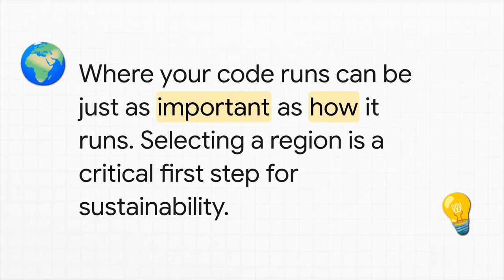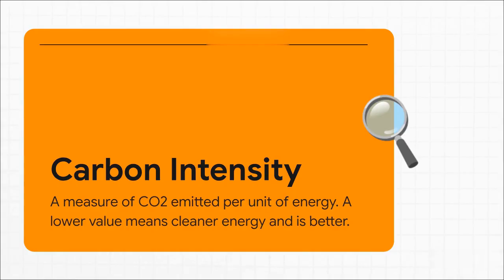Okay, pillar number one, this is a big one, and honestly, it's the one that gets overlooked all the time. Choosing your cloud regions wisely. We obsess over latency and cost, right? But it turns out that where your code runs can be just as important, if not more important, than how it runs. So the magic number you need to know is something called carbon intensity.